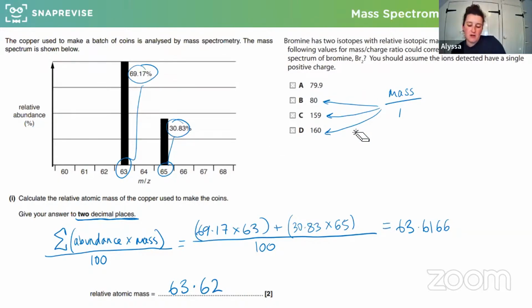Anybody want to have a go? What do we think? A, B, C, or D?